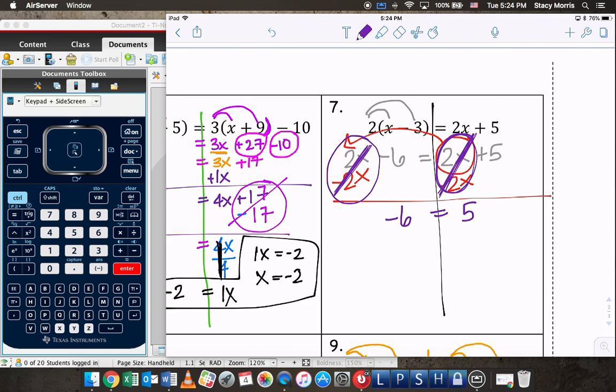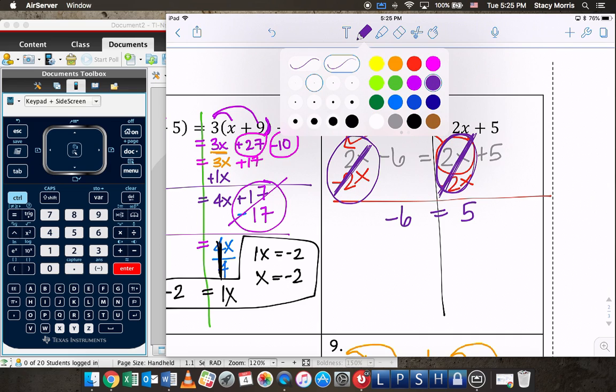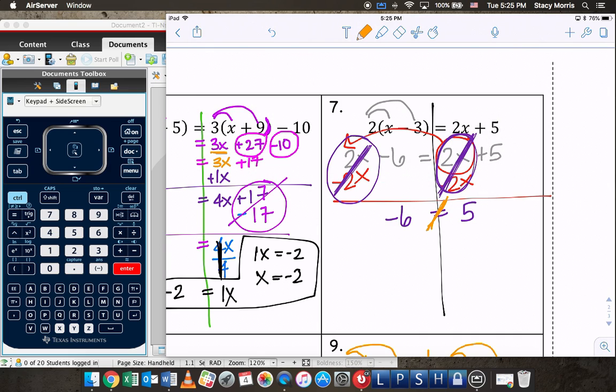So this is like number 9 that we did earlier. So you have to ask yourself, is that a true or a false statement? Our variables are gone and we're left with a statement. So is negative 6 equal to 5? Your answer should be no. It is not equal to 5, right? This is not equal, so that's how you say it's not equal. So this is a false statement.